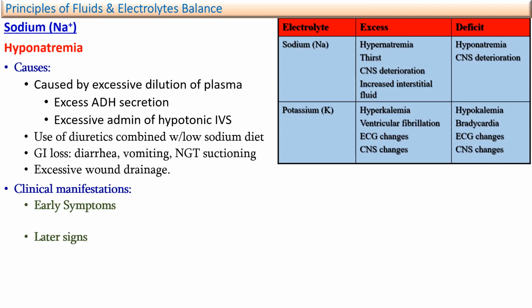The manifestations of hyponatremia: in the early symptoms, the patient may have nausea, vomiting, anorexia, abdominal cramping. And the later signs would be altered mental status or altered neurological function, like confusion, being lethargic, convulsions, seizures, coma, muscle twitching, tremors.